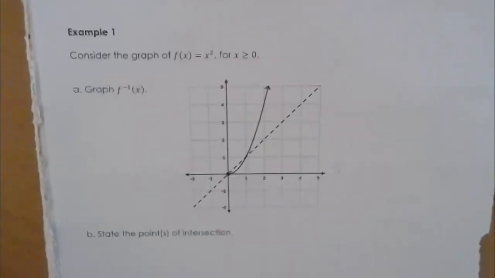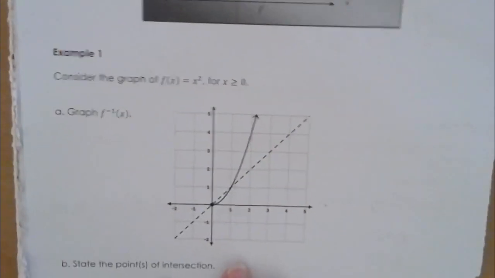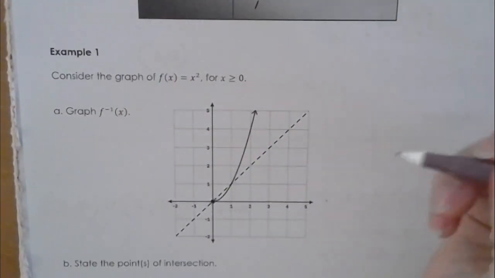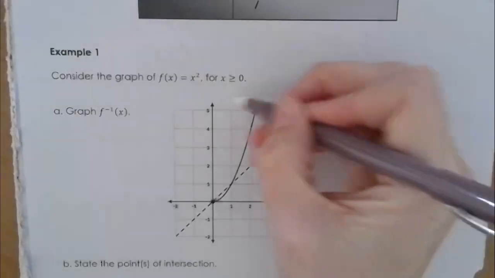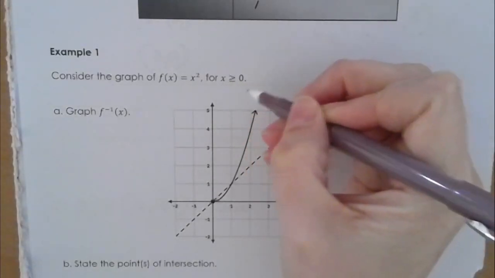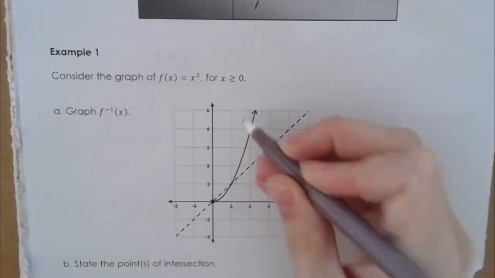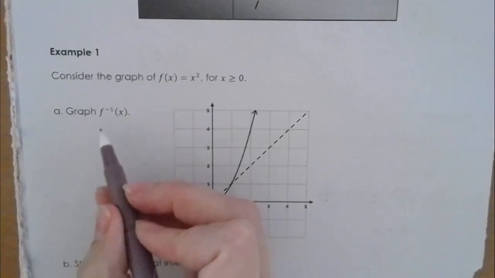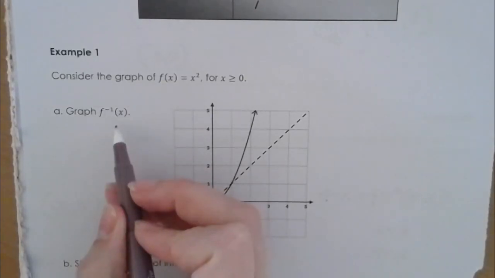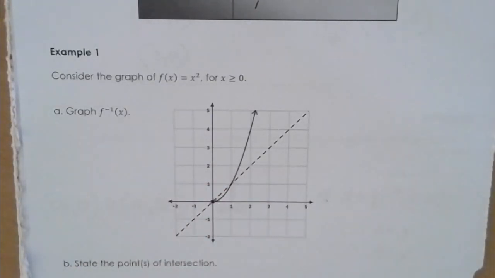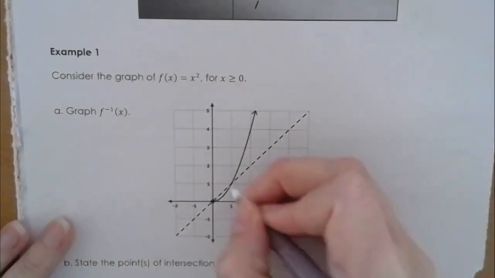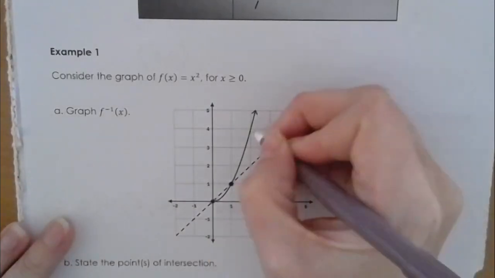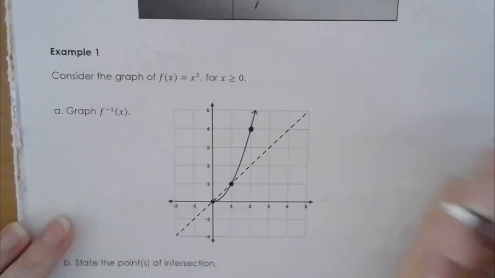So if we look at example number 1, we have already gotten the graph of x squared, but we're only taking it from x greater than or equal to 0. So it's already graphed right here for us. So if we want to graph the inverse function, all you have to do is identify some points. So 0, 0, 1, 1, and 2, 4. Those are some ordered pairs.